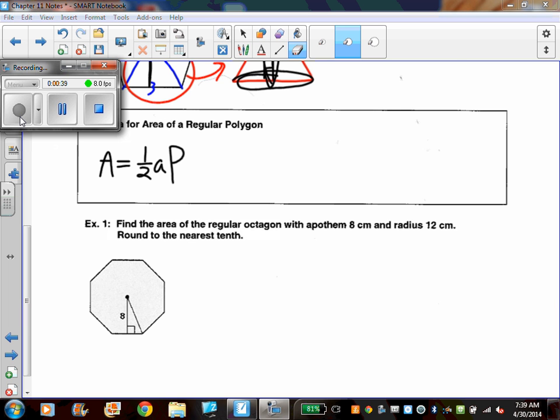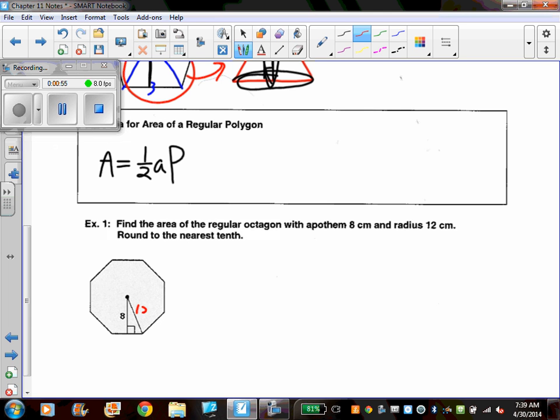Alright, example 1. Find the area of the regular octagon with an apothem of 8 centimeters and a radius of 12 centimeters, round to the nearest tenth. Okay, so they tell us that the radius is 12 centimeters, which is not drawn into the picture for you, so let's add that.